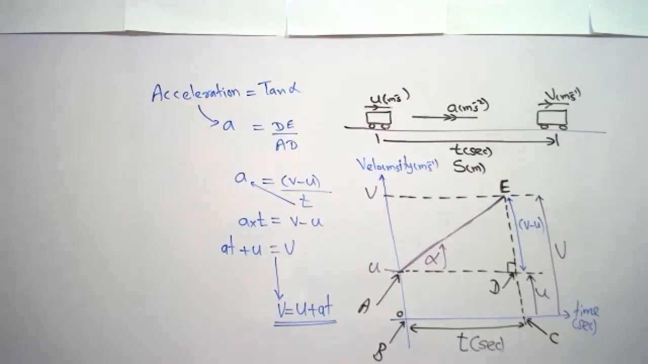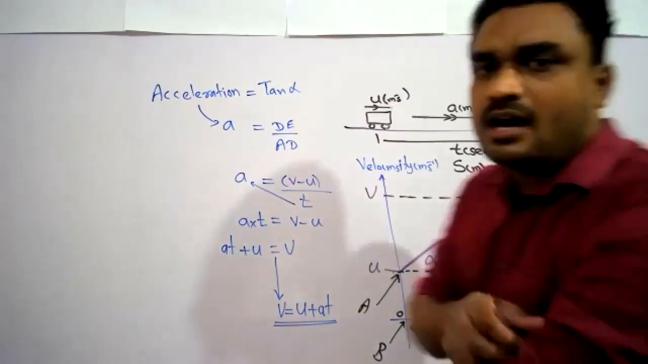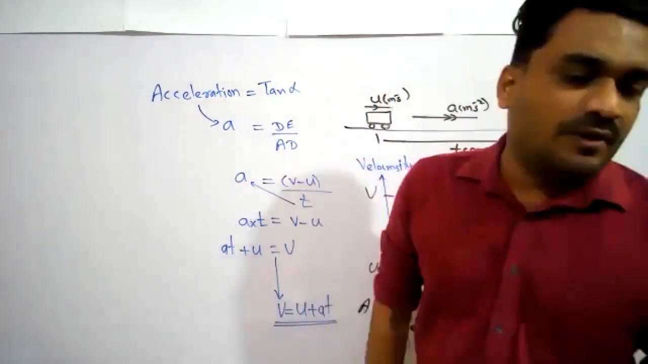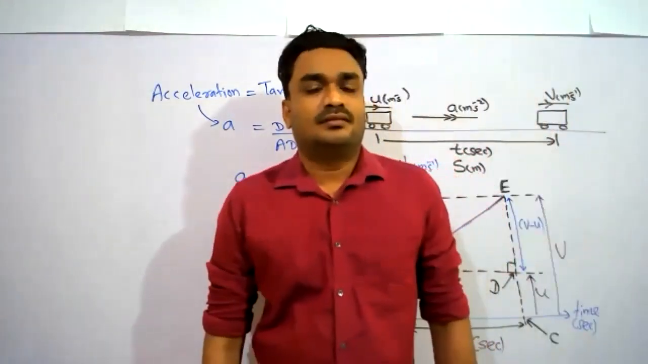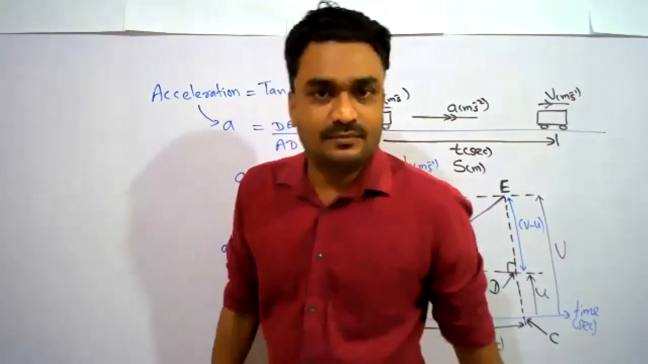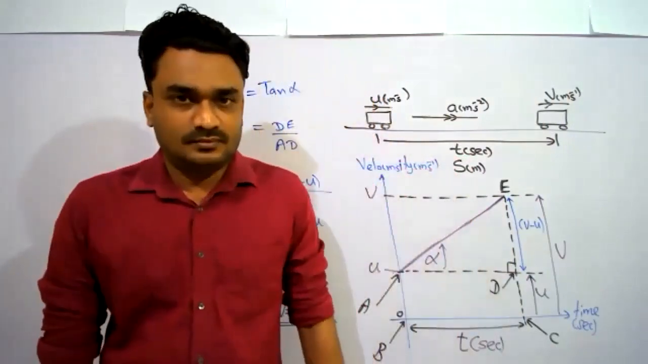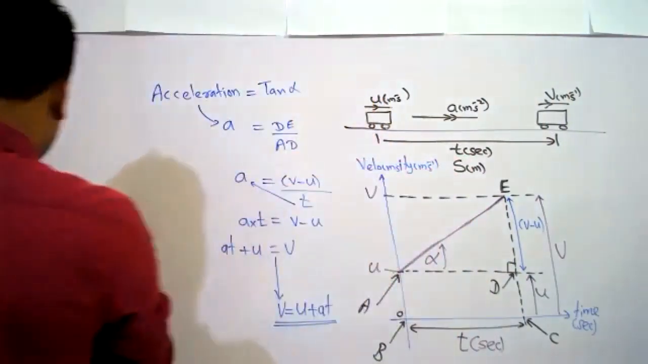Right. I want to prove one more relationship. Lamai, how do you find the displacement from a velocity time graph? How do you find displacement? Area under the graph. Area under the graph, yes, very good.